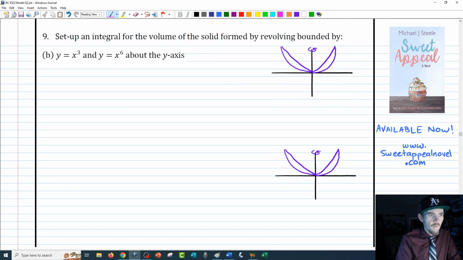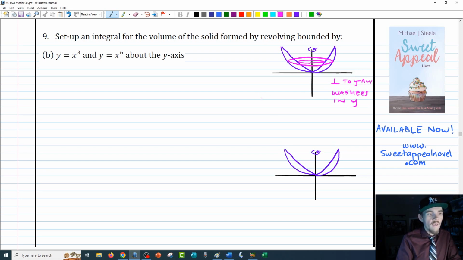So we're going to set this up using washers. Our washers are going to be perpendicular to the y-axis, though, so very important to know that. Notice that. So we are perpendicular to the y-axis. That means we're going to be washers in y terms. So that's exactly how we're going to set it up.